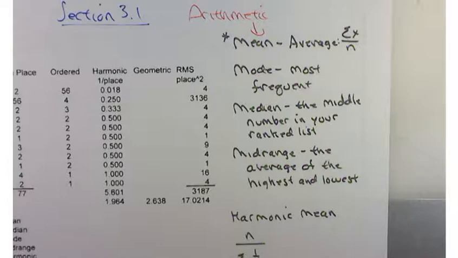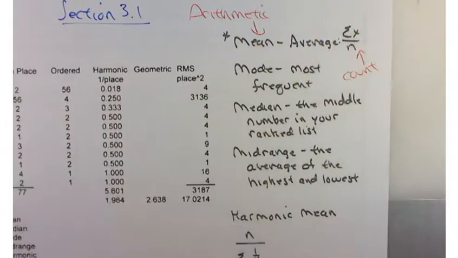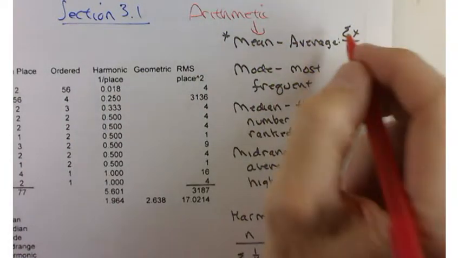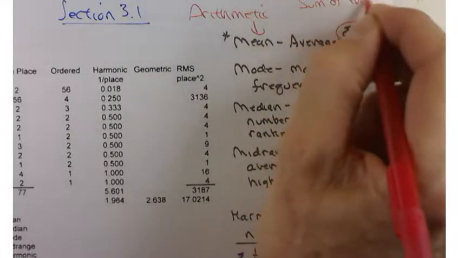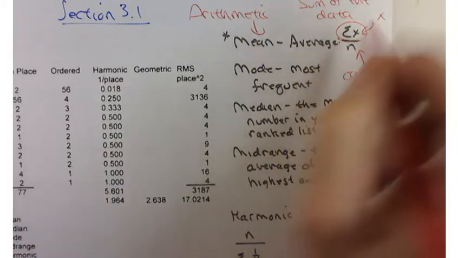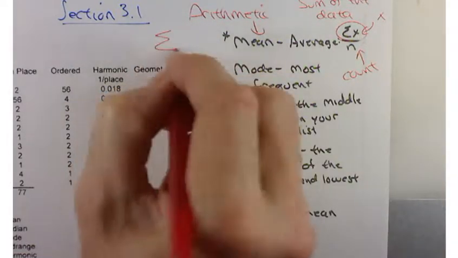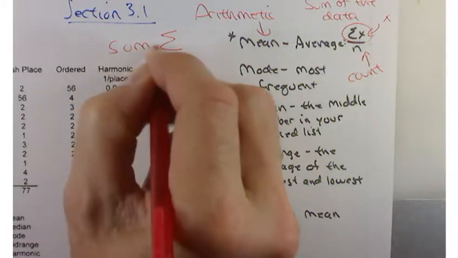So if you had 4 tests and you want to calculate your average, add up all 4 scores, divide by 4. So n is the count of your data, how many pieces of data you have here. And this is the sum of the data. So the data is represented by x, and then this Greek letter sigma represents sum, S-U-M.